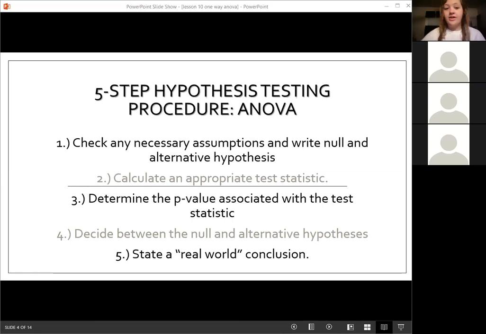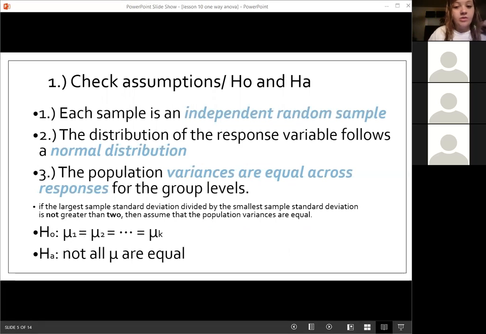Now we're going to talk about the specific steps you take to actually do it for ANOVA. Our first step is to check those assumptions and then write our null and alternative hypotheses. Here we're going to compare however many independent groups we have, usually 3 or more. Keep in mind that the null hypothesis is that all the groups' population means are equal. And then the alternative is that not all of them are equal. So that's saying that there's some sort of change between them, some sort of difference.